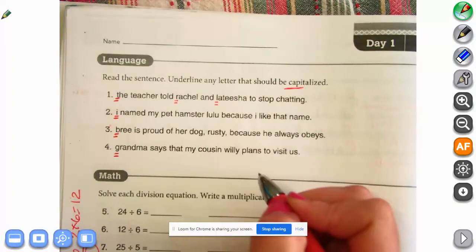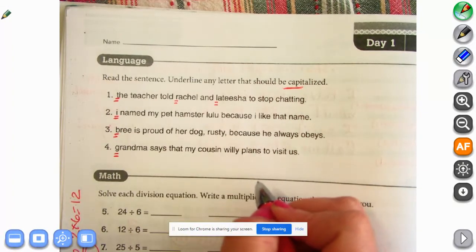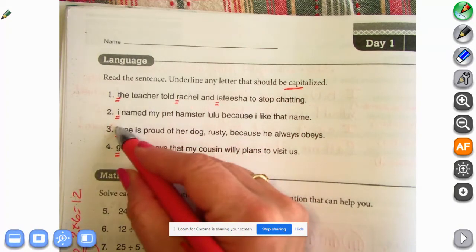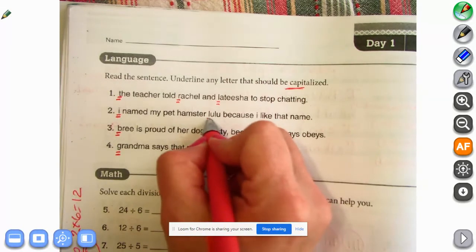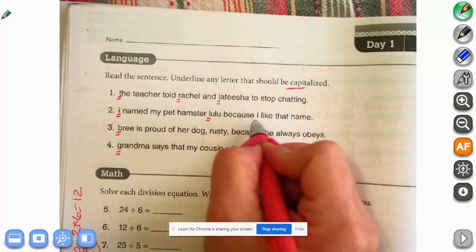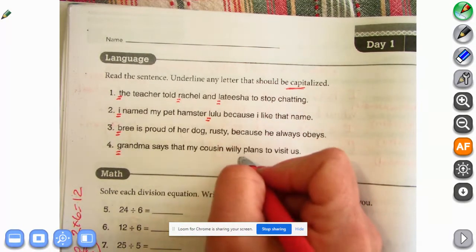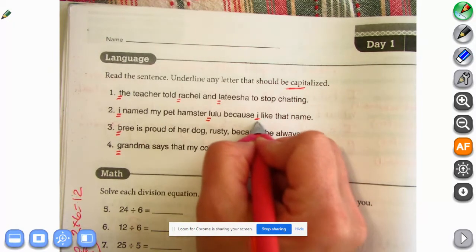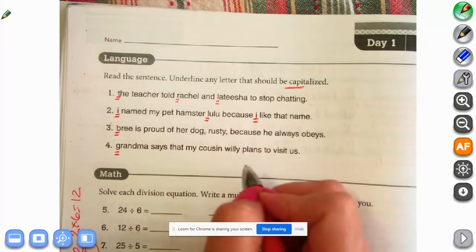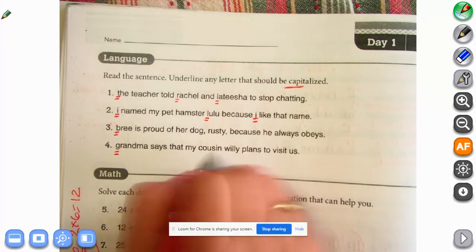And then number 2, I named my pet hamster Lulu because I like that name. Okay, beginning of the sentence is capitalized. Lulu is a name, so we're going to capitalize the first L. And then what about this I? The word I is always capitalized. Always, always, whether it's the beginning or not. It always is capitalized if it's just the word I.